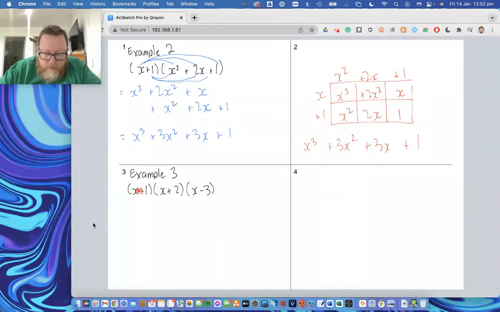Okay, example 3, I've got a binomial times a binomial times a binomial, so we've got 3. How do we tackle that? Well, ultimately, if you think about the operations, the basic ones, multiplication, division, addition, subtraction, they are really what we call binomial operations.